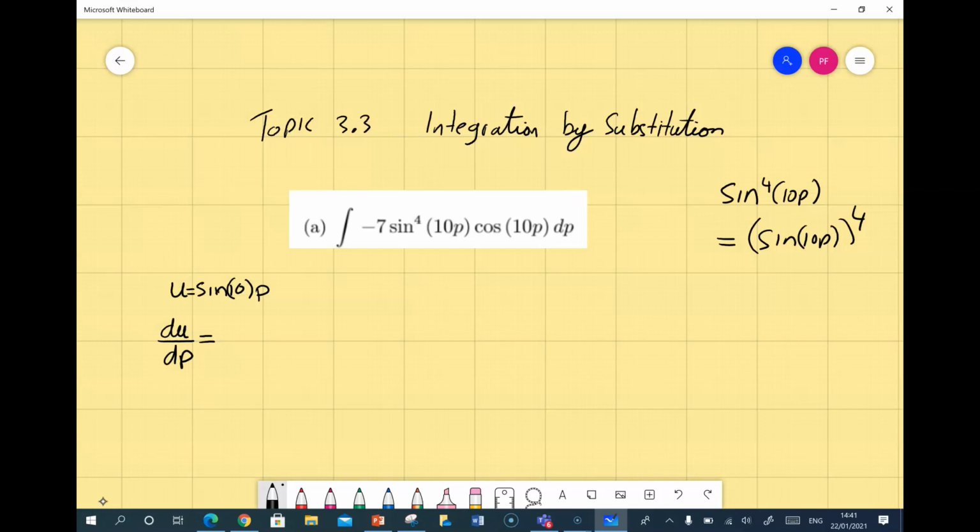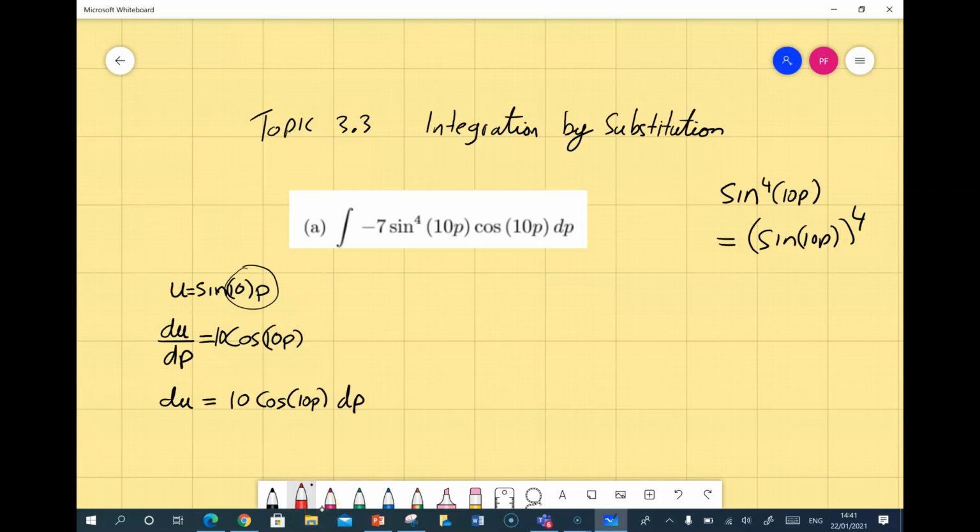When you differentiate sine, it turns to cos, so it's cos 10p. But we must also remember chain rule, everything has to be differentiated, so I have to differentiate the 10p as well, which differentiates to 10. So the derivative is 10 cos 10p. The next thing you do is you bring your dp over. So du equals 10 cos 10p dp.